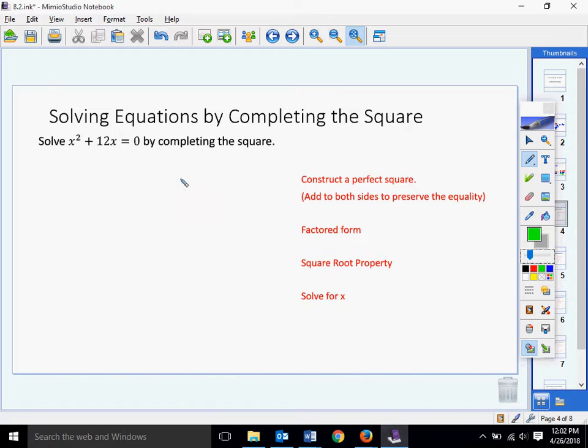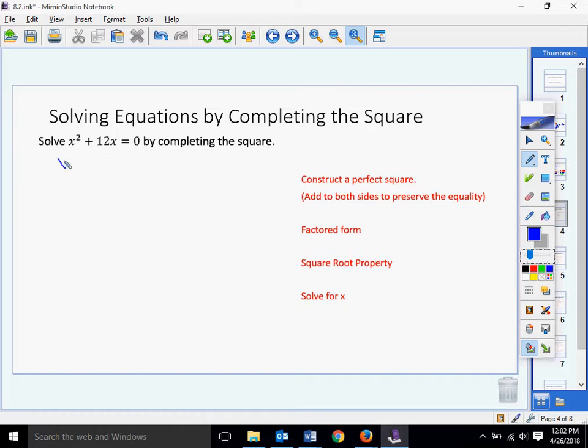All right, solving equations by completing the square. So here we have x squared plus 12x equal to 0. I don't quite have a perfect square trinomial. I don't have a trinomial at all. I need to add something to both sides. Remember, it's an equation, so I need to preserve the equality of this.